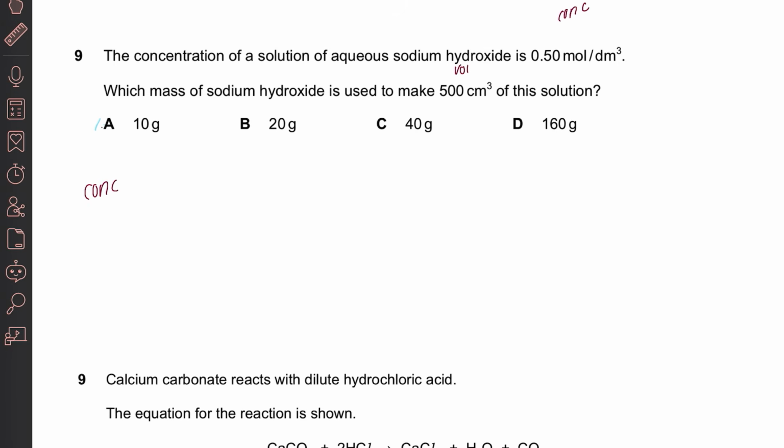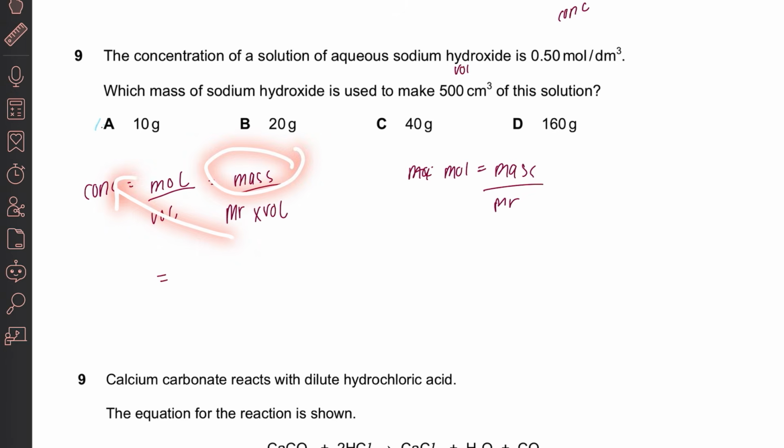Remember, concentration equals moles divided by volume, and moles equals mass over Mr, right? So you can just replace this moles with mass over Mr, multiplied by volume. Let's replace these numbers. Mass is what you need to find, so all of this is going to move to the other side. This is going to be concentration multiplied by Mr multiplied by the volume equals the mass.